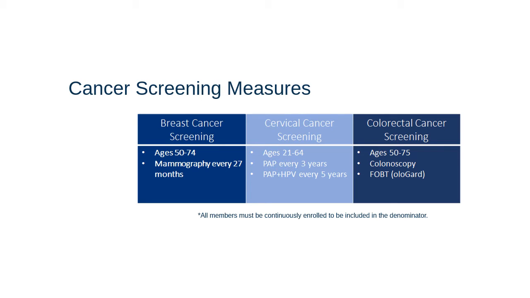Breast cancer is one of the most common types of cancer among women and the second leading cause of cancer death among women. The breast cancer screening quality measure includes women between the ages of 50 and 74. To be measure compliant, women between the ages of 50 and 74 must have a routine breast cancer screening like a mammography every 27 months. Women who have undergone a total mastectomy are excluded from the breast cancer screening quality measure.